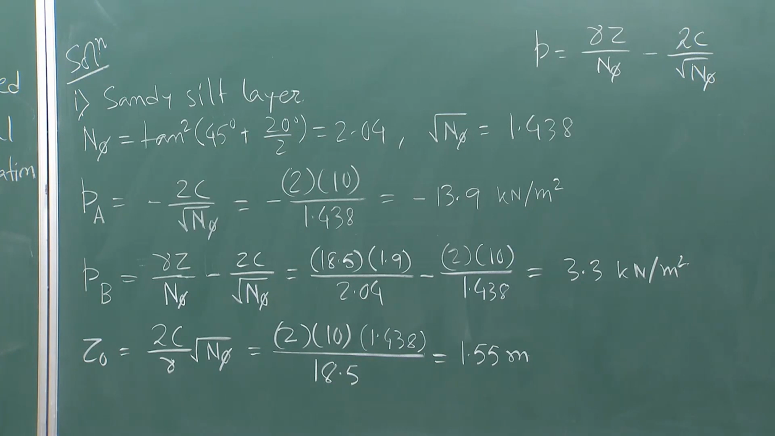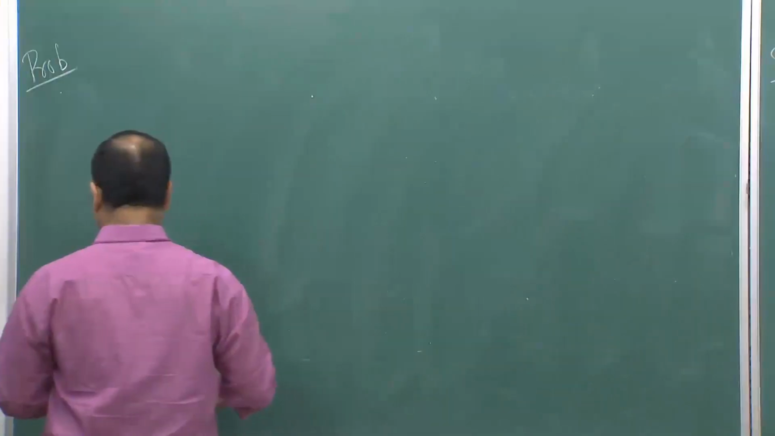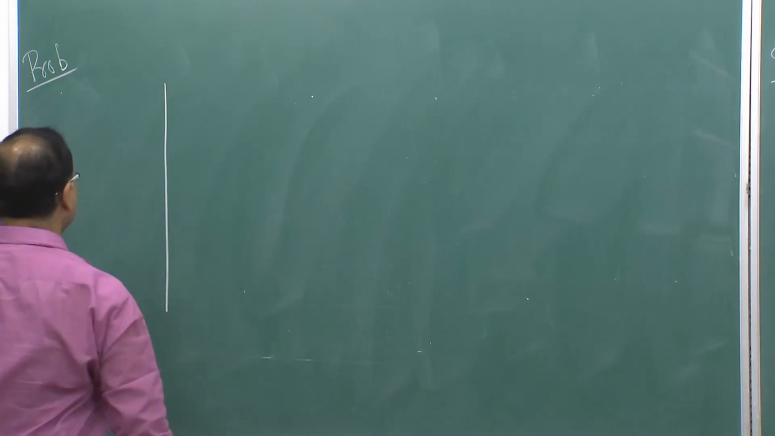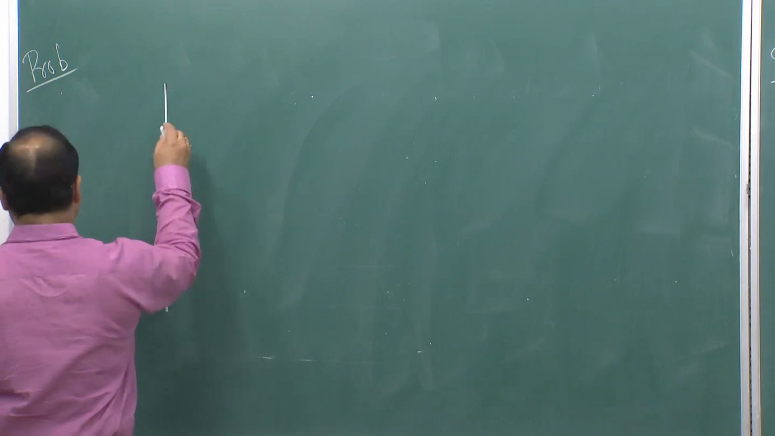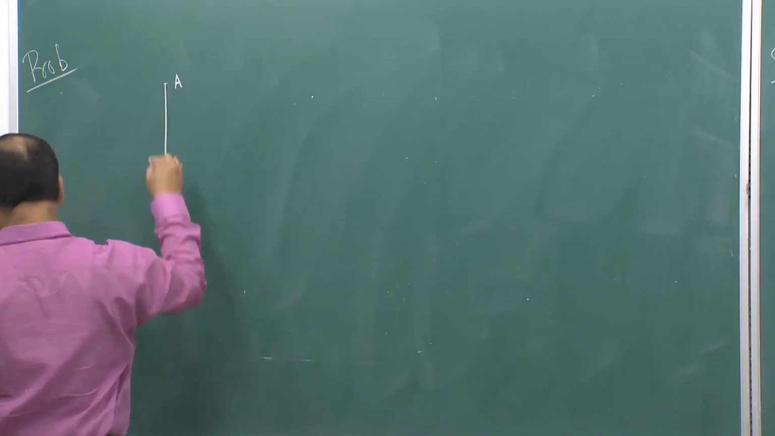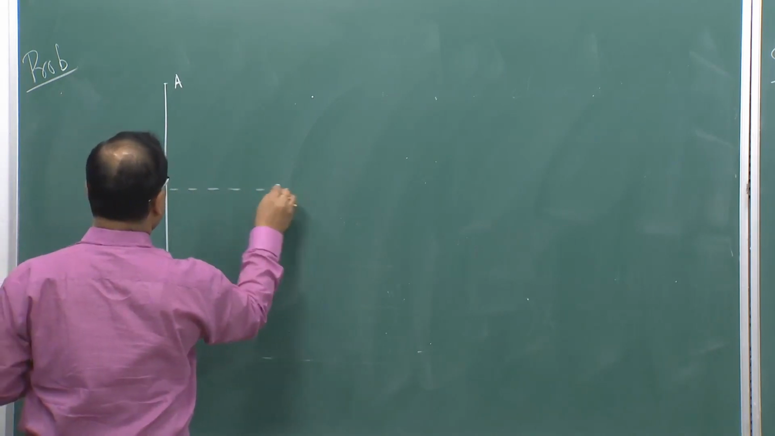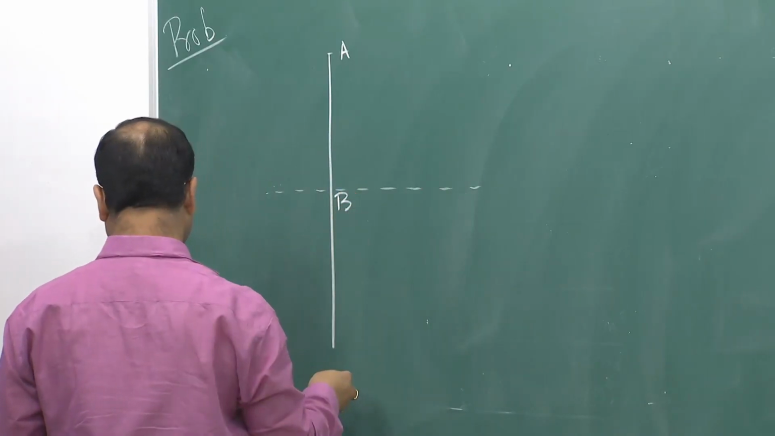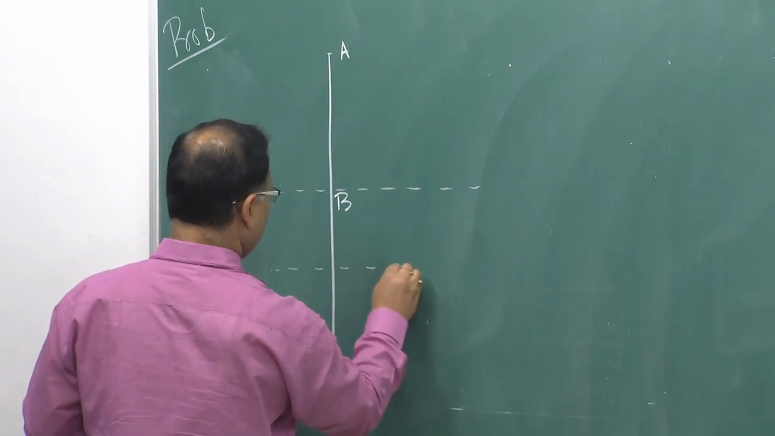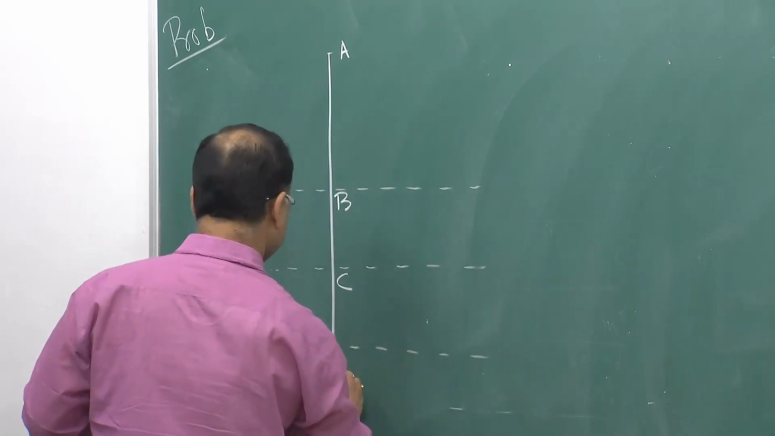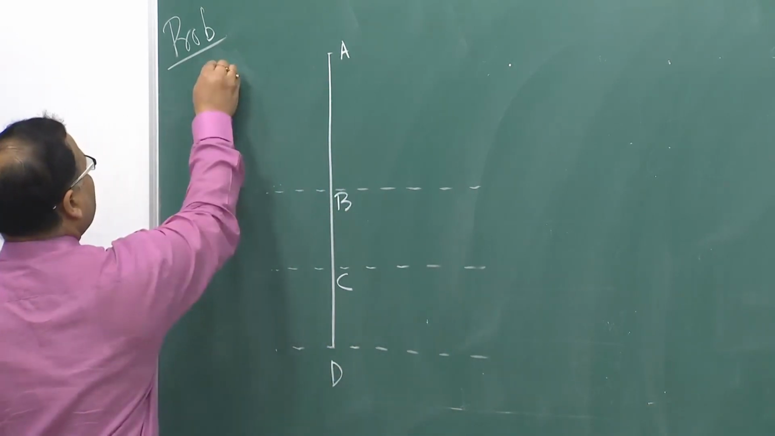So, we can draw the active earth pressure distribution plot. Let us see how it will look. So, suppose this is your whole wall, okay. This is your point A, say this is your point B, this is your point C, and this is your point D. Okay.